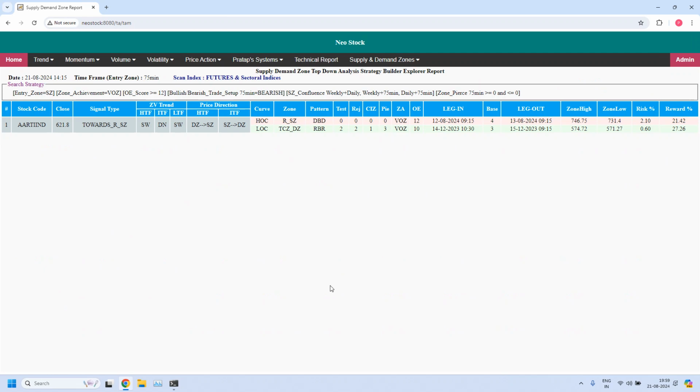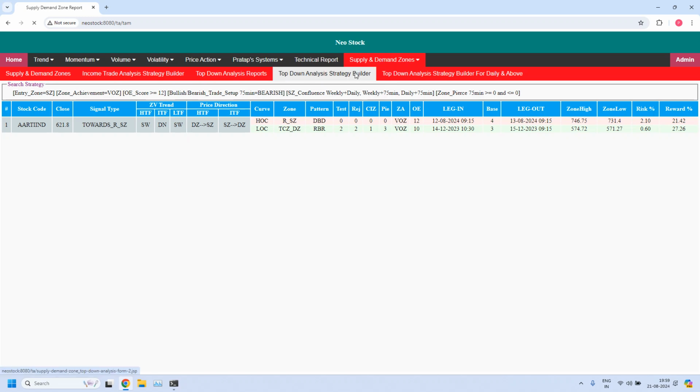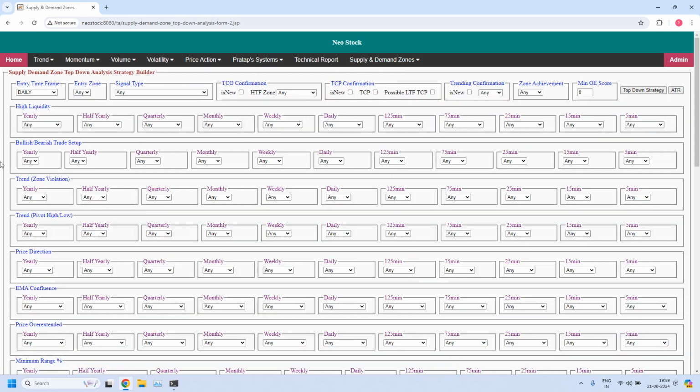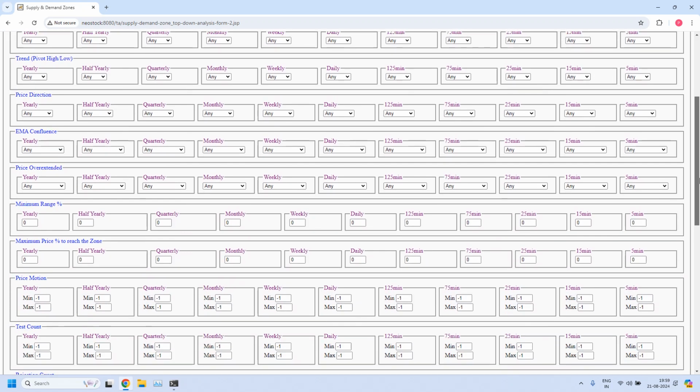Okay, the next report is about daily income trade. For daily income trade, bullish trade setup, entry time frame 15 minutes, entry zone is demand zone, and bullish or bearish trade setup at 15 minutes time frame, I am selecting the value bullish. 15 minutes demand zone should not be pierced.